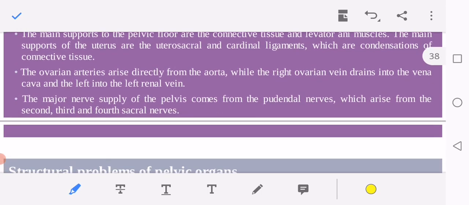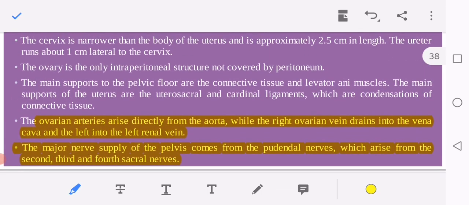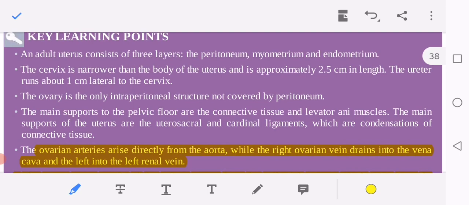Okay, so these are the key points. The adult uterus consists of three layers: peritoneum, myometrium, and endometrium. The cervix is narrower than the body of the uterus, approximately 2.5 centimeters. The ureter runs about 1 centimeter lateral to the cervix. The ovary is the only intraperitoneal structure that is not covered by the peritoneum.